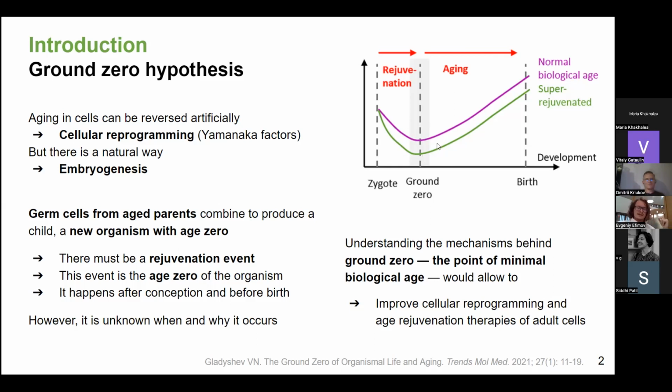By the way, can you see my pointer? Yeah, okay. So this rejuvenation event would correspond to the point of minimal organismal age, after which the organism would start aging. And this event likely happens somewhere after conception and somewhere before birth. But how and when exactly it occurs is still quite a mystery. It's still very much unresolved. And knowing the answers to these two questions would benefit cellular reprogramming and rejuvenation therapies a lot.